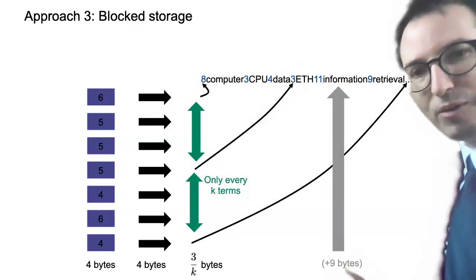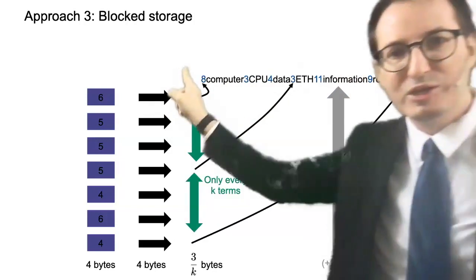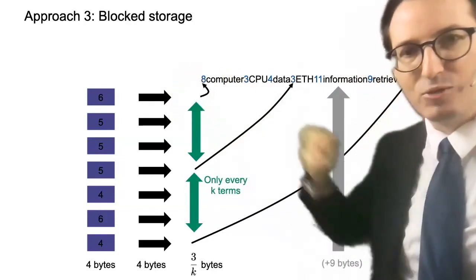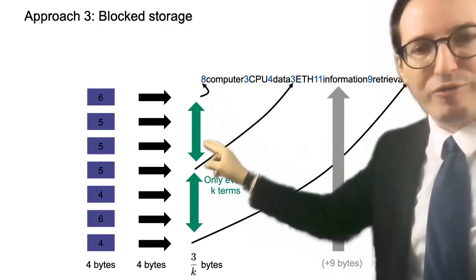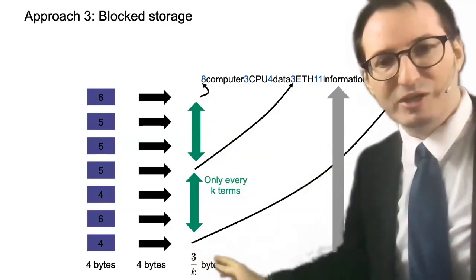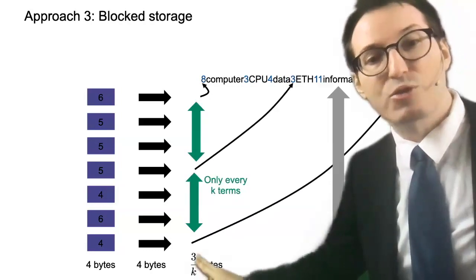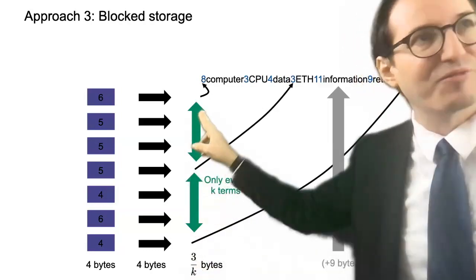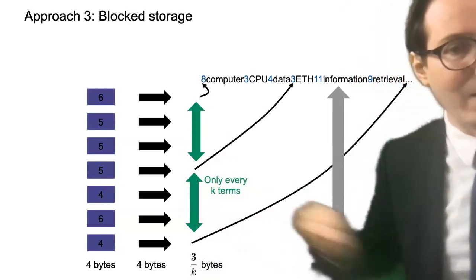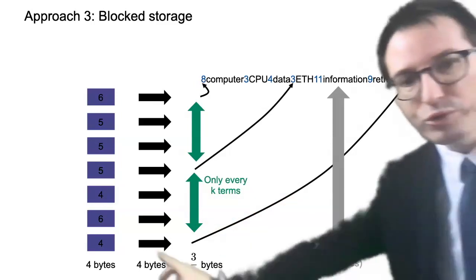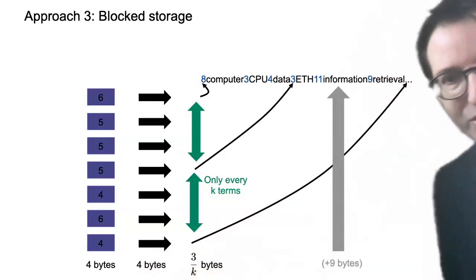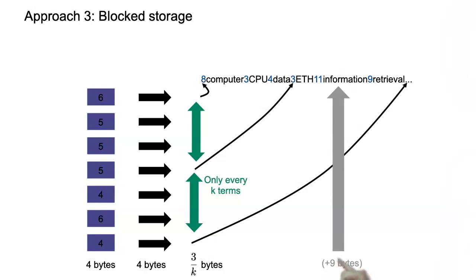So now we went up from 8 to 9 bytes in average because we added this little one here. But the size of the pointers is reduced because we had 3, but now it's 3 divided by k because we have k times less pointers in there. So now the total sum is 4 plus 4 plus 3 over k plus 9 on average for every term.